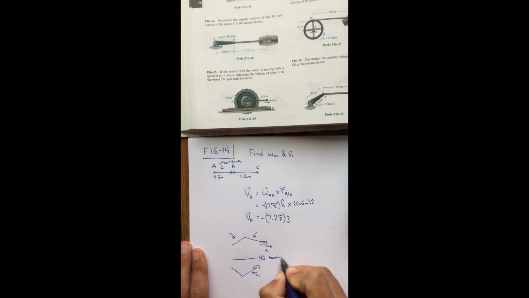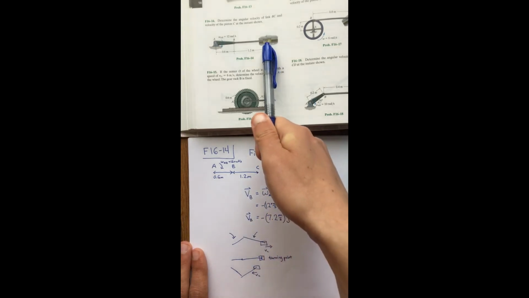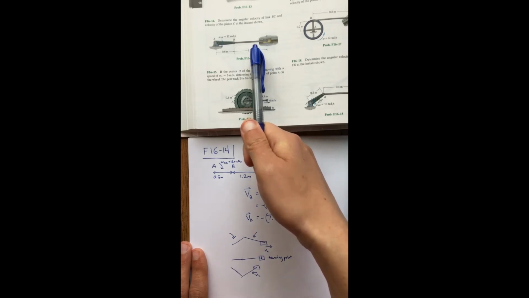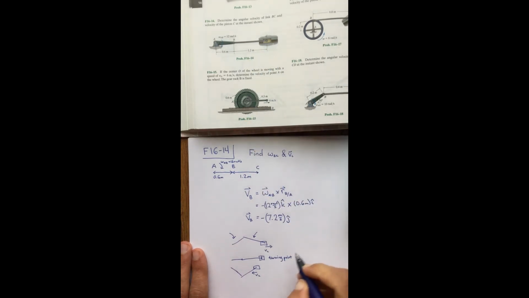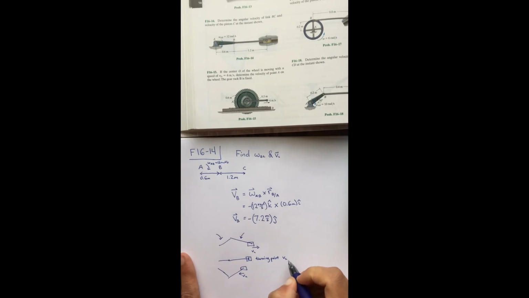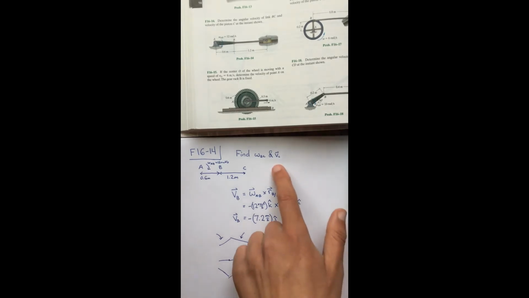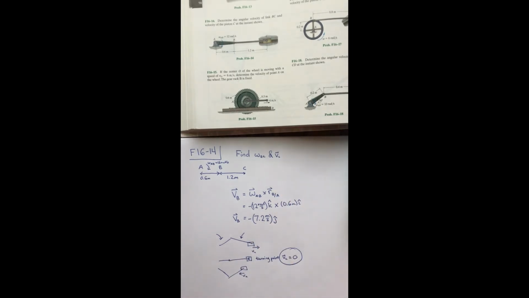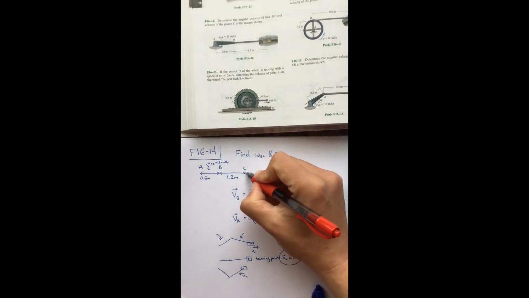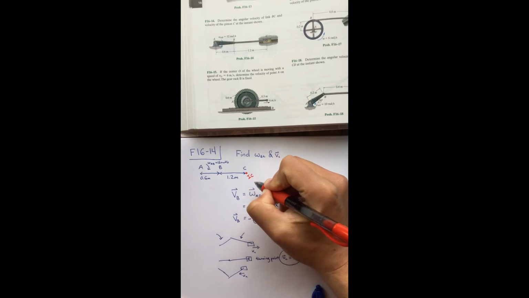So this is a turning point. So it was going to the right before, and right after it's going to go to the left. So at this point, the velocity of piston C is equal to 0. So that was something they asked us to find. So we found it. And now that we know the velocity at point C is 0, we can use that for the instantaneous center. And there's our instantaneous center.